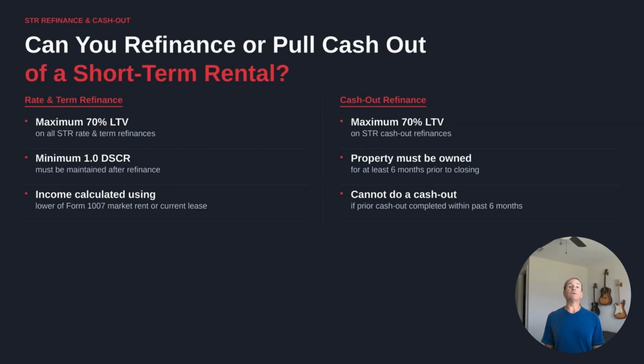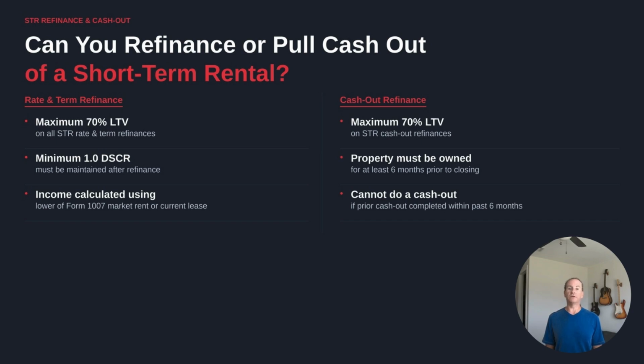Going back, can you refinance or pull cash out on a short-term rental? Absolutely. 70% loan to value on a cash out, say you want to pull cash out to buy another property. Actually, 75% loan to value on a rate and term. I know the screen says 70%. That's not right. It's actually 75% rate and term, 70% cash out. And once again, you need a credit score somewhere in that 700 to 720 range.